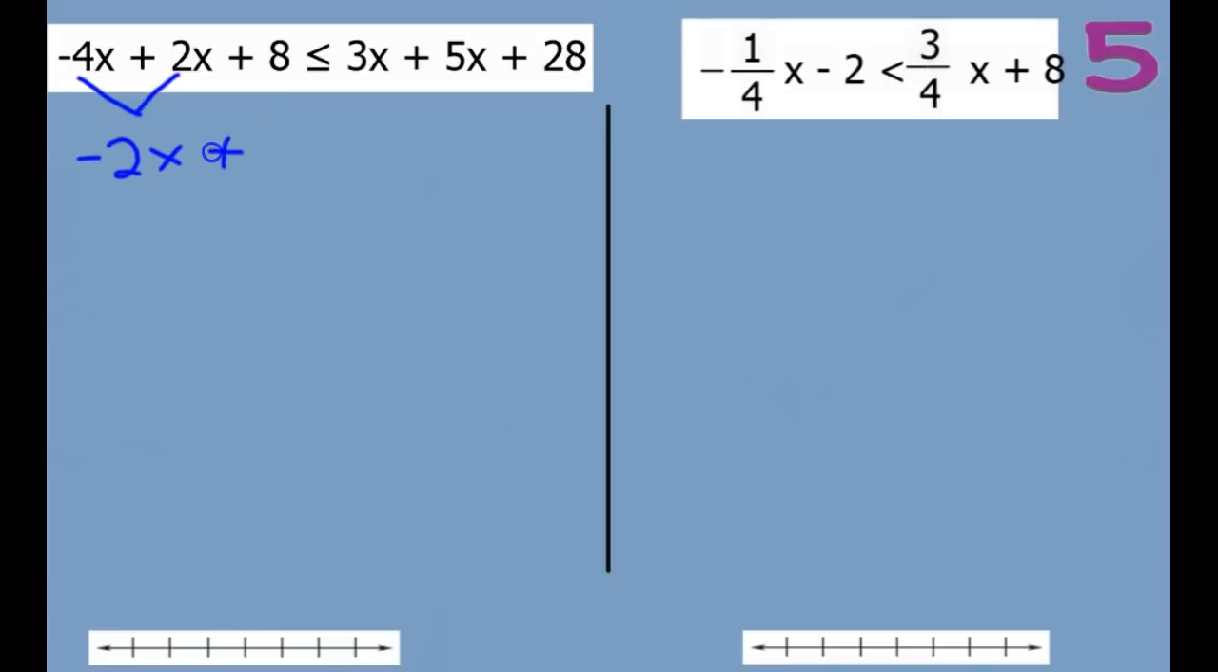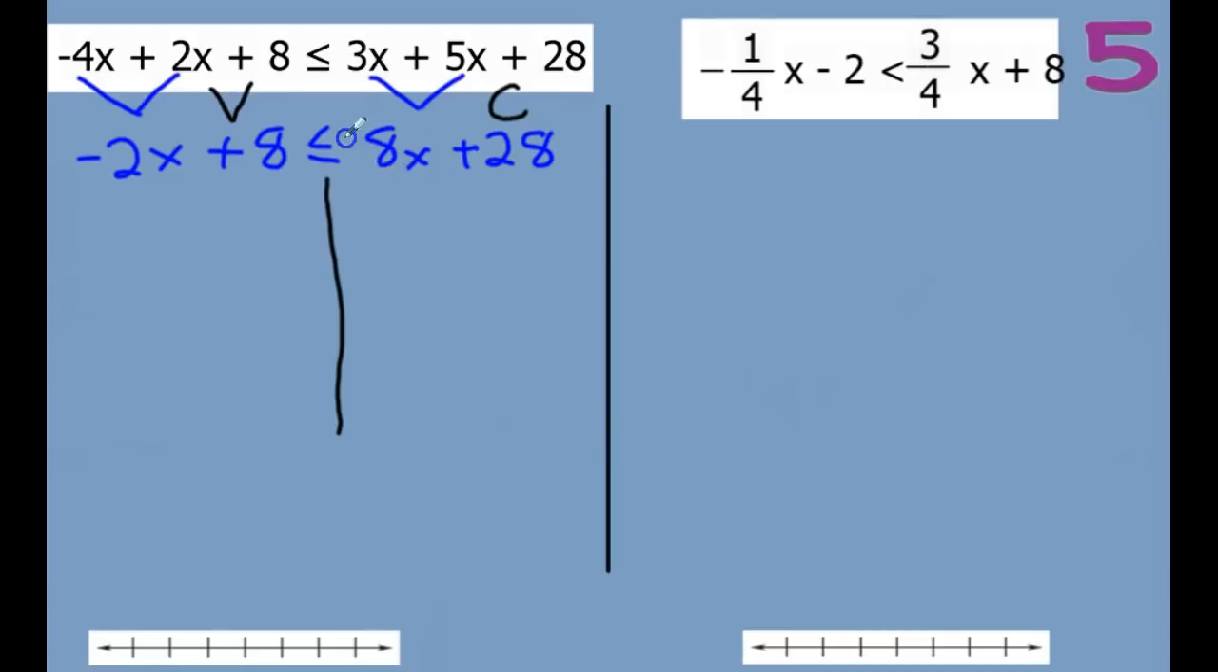This 8 stays here, so plus 8 is less than or equal to 3x plus 5x, which is 8x, plus 28. Alright, now we have a variable on both sides. So what we need to do is we need to create a variable side and a constant side. Remember, the variable always should be on the left, so put a variable side on the left.